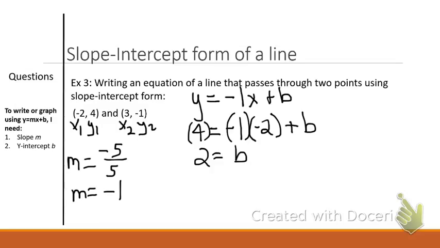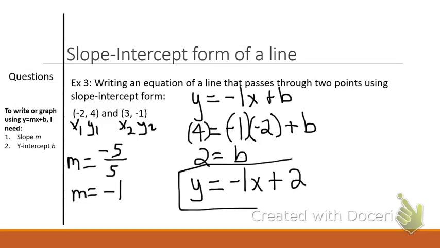Pay attention to the directions. My equation, y and x won't change, but my slope was -1x and my y-intercept was +2. Once you have that equation, you are done.